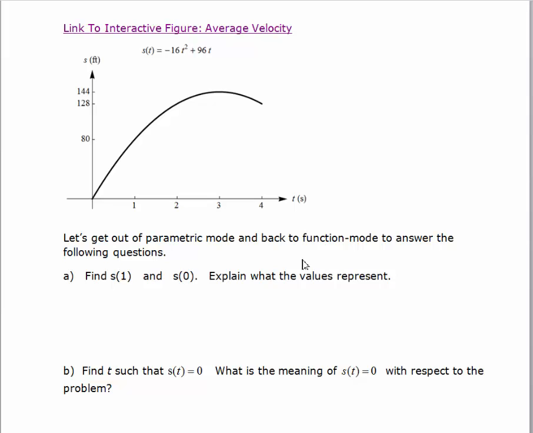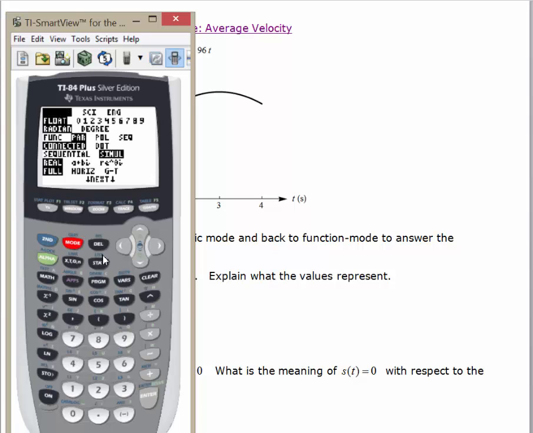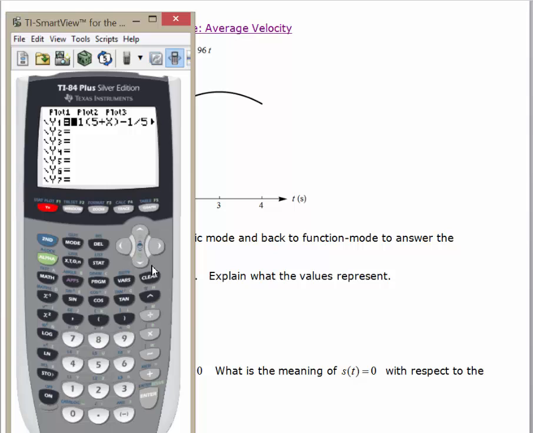So let's get out of parametric mode and back to function mode to answer the following questions. I want to find s sub 1 and s sub 0, and we want to explain what these values represent. On my calculator, I go to mode, arrow down to function and hit enter, shutting off parametric mode, and then I'm going to hit sequential, shutting off simultaneous mode. And then we'll go to y equals. If you have anything in there, clear it out.